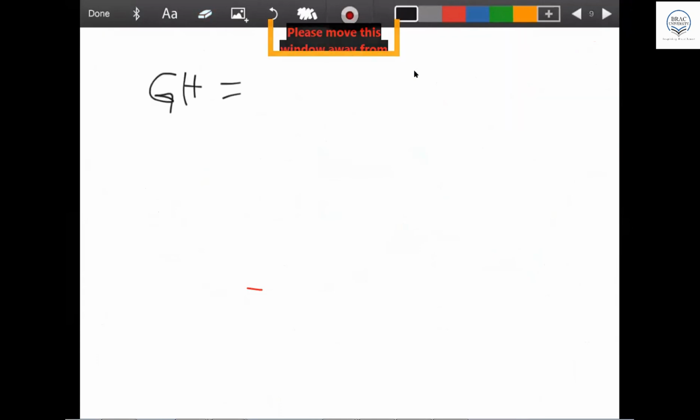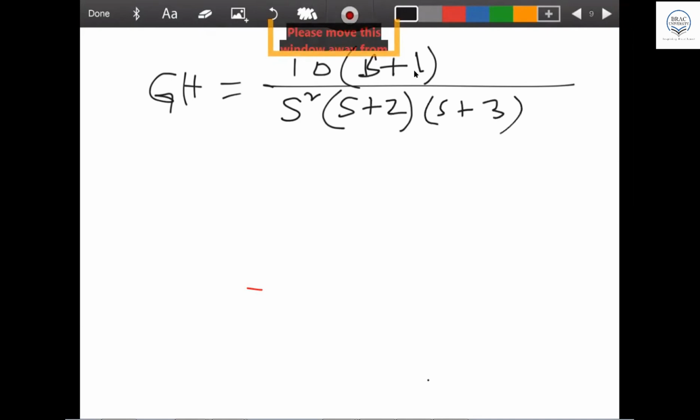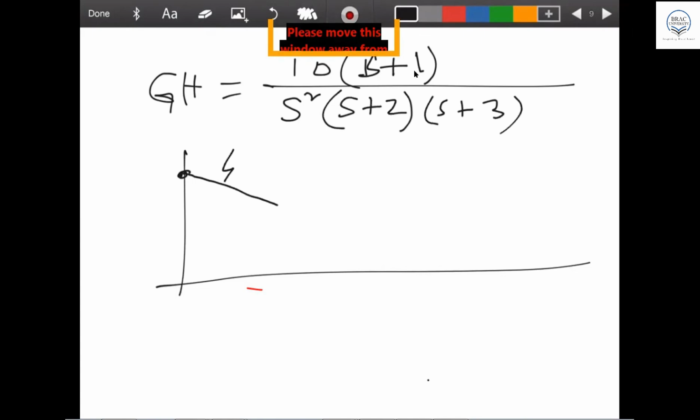For example, G(S) is, I'm giving you, 10 into 1 plus, let's say, omega, S plus 1. Then I'm writing here S square, S plus 2, S plus 3. Then I'm asking you, can you tell me what will be this thing? The first thing is what? First thing will be S squared. So straight away it will give you this thing. What will be the slope up to the first? Minus 40. Excellent. That is the answer. Minus 40 dB per decade. This is omega equal to 1, remember? Up to the first corner frequency. After the first corner frequency coming from here.